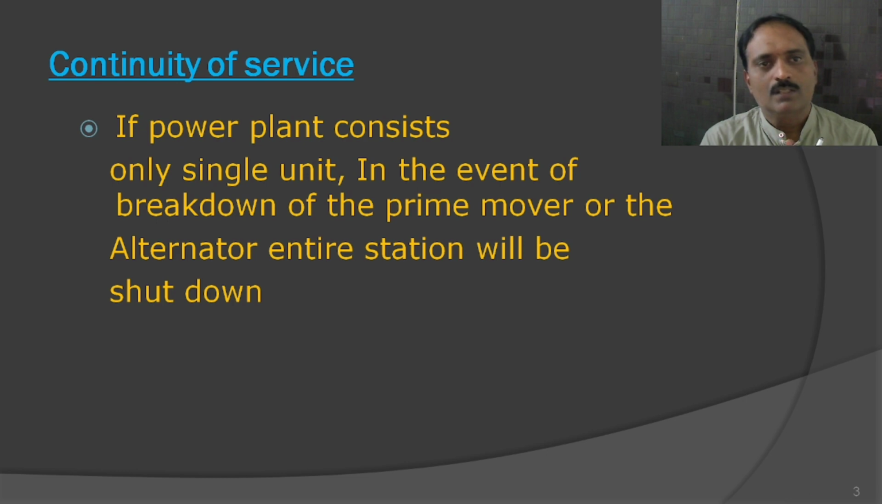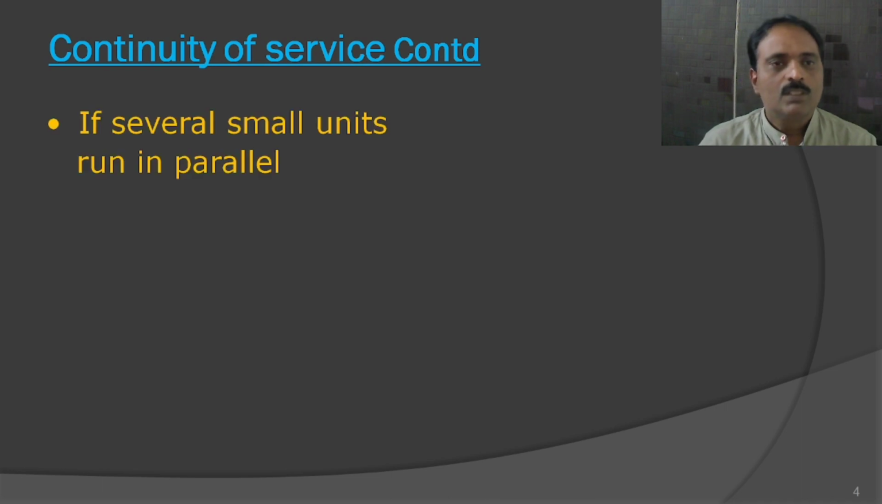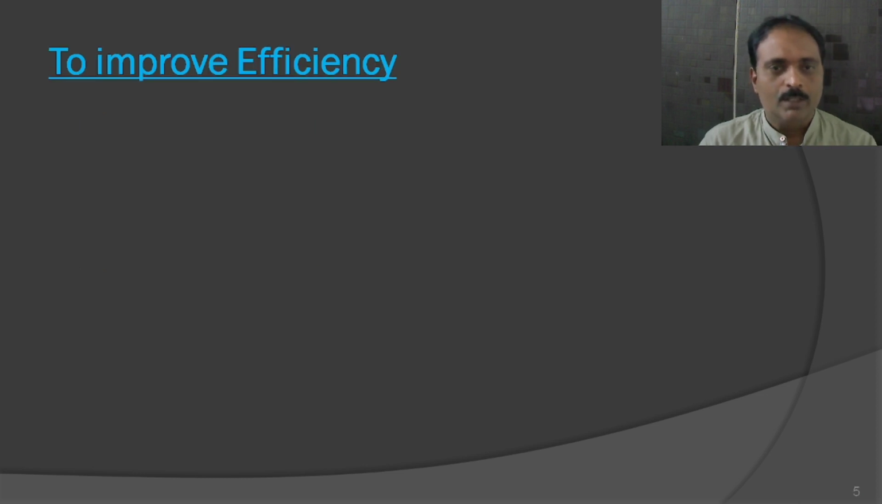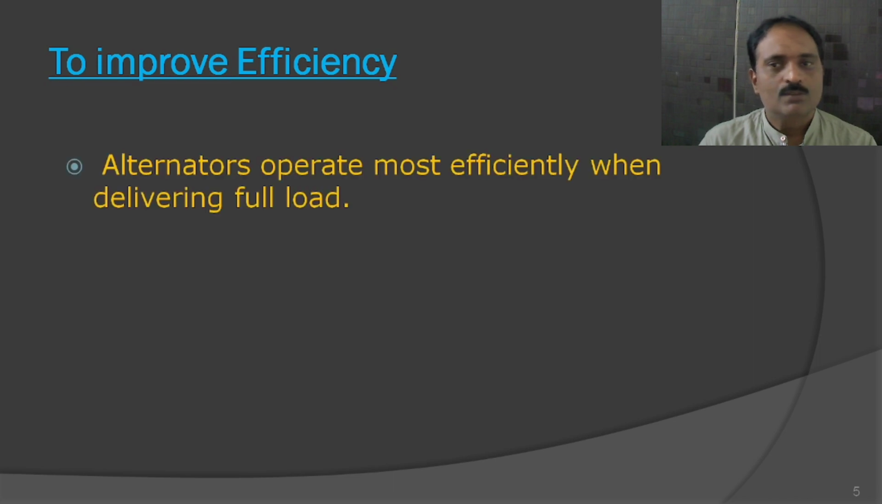Already we have seen how the continuity of service is going to be if we have the alternators running in parallel. Even in the event of breakdown of the prime mover or something happens, the entire station is going to be shut down, I mean, if the parallel operation is not considered. So if several small units are run in parallel, even if one unit fails, the power is supplied by the remaining units temporarily. So that is the major advantage that we are going to have, and even that is the main necessity that we should run the alternators in parallel. And the efficiency also can be improved.